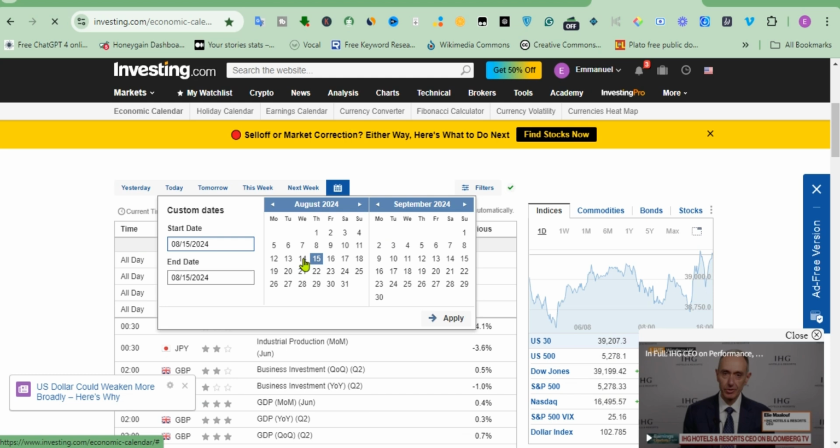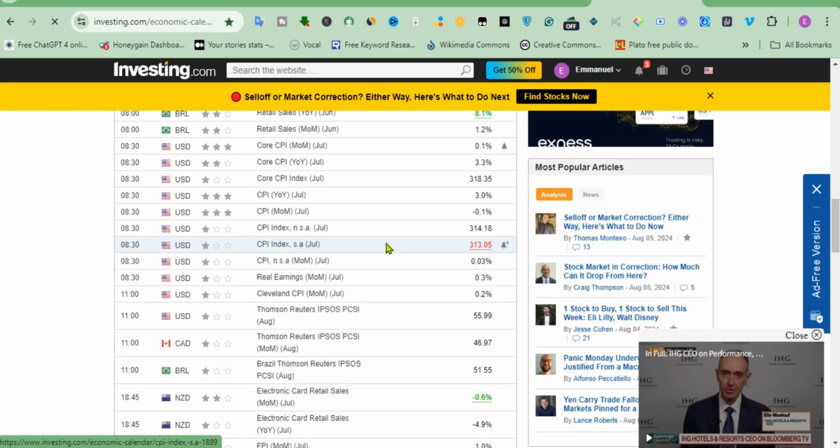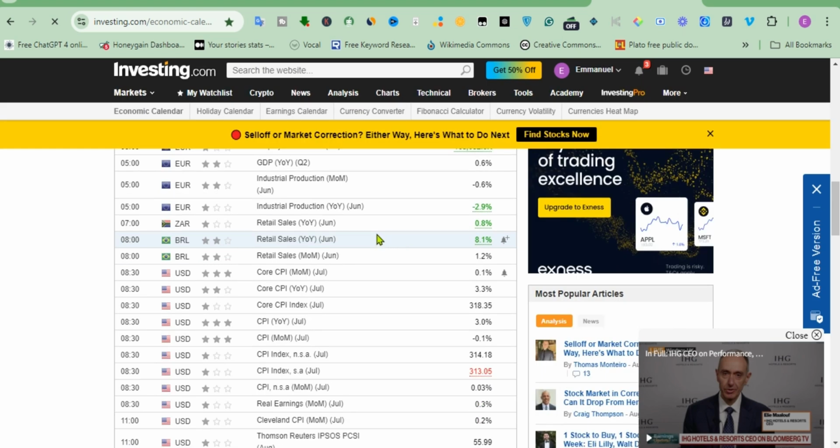On the 14th is CPI. So let's just take that on the 14th and see what happens when it comes nearer. We now get the date of the PPI. So these are the three major dates you need to put in your calendar: the NFP, the CPI, and the PPI. These are the three major announcements in the US that always have heavy impact in the market.